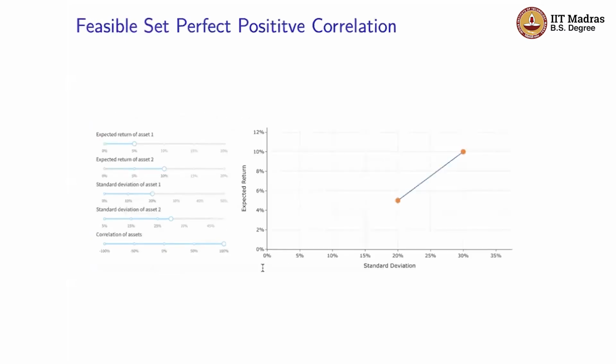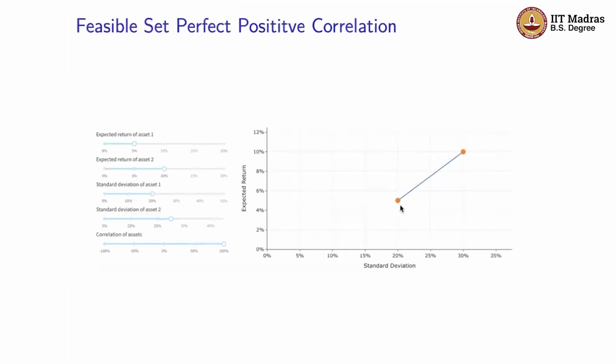All right. So we can also look at some of these things implemented. Here we have, again, two assets. The expected return of asset 1 is 5%. The expected return of asset 2 is 10%. The standard deviation of asset 1 is 20%. The standard deviation of asset 2 is 30%. And correlation is 100%. So this corresponds to the case where rho equal to 1.